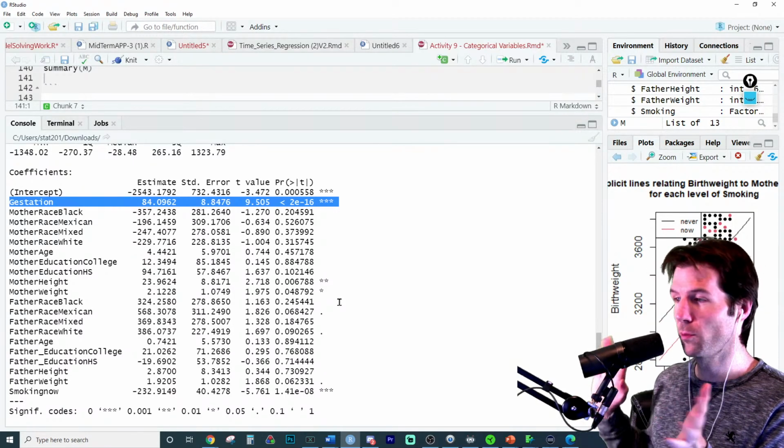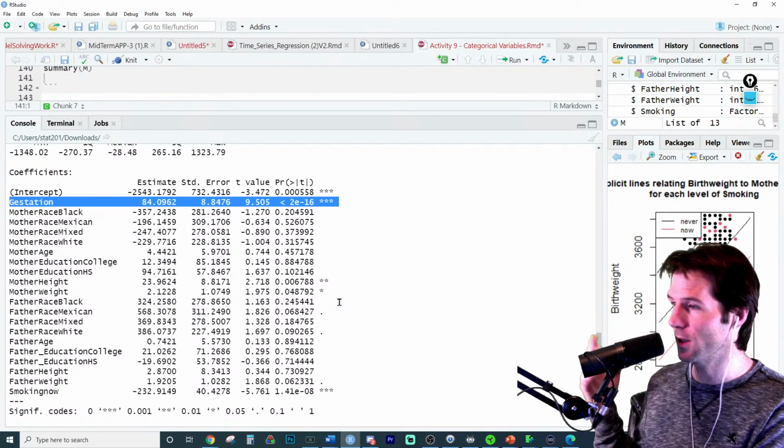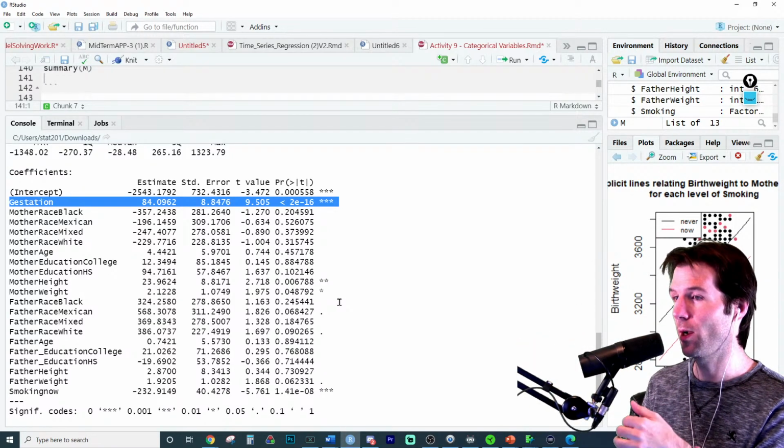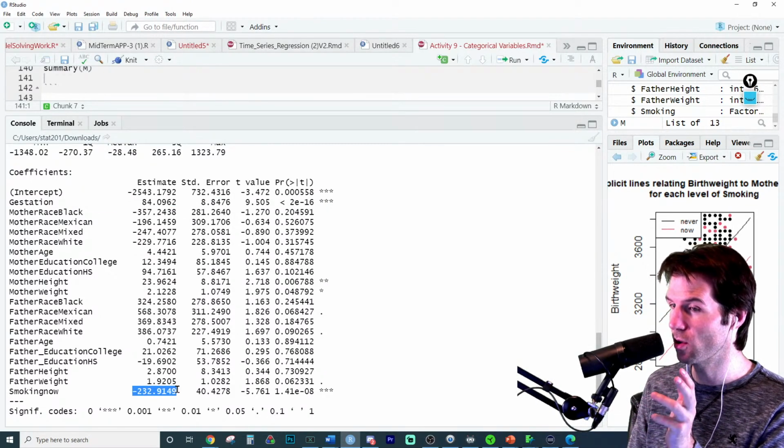Like your parents are the same, education, height, weight, race, everything else equal between two people who are born. We would expect the person who had a smoking mother, that is smoking now, to be 232 grams lighter than the mother who's smoking never.